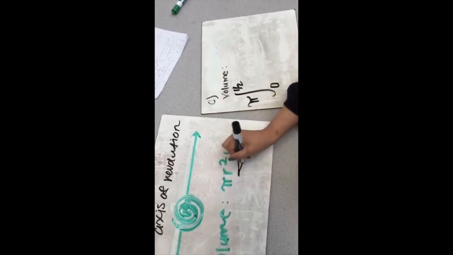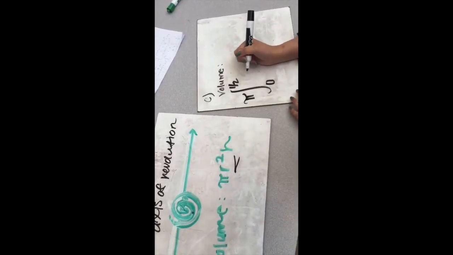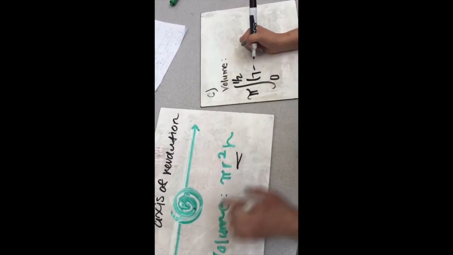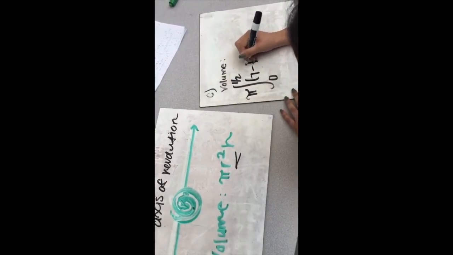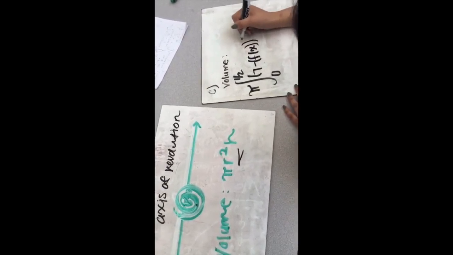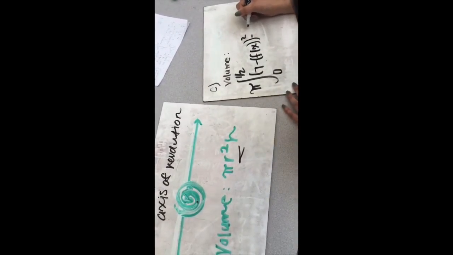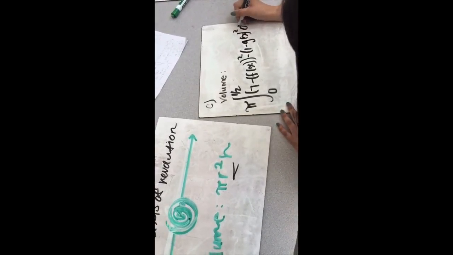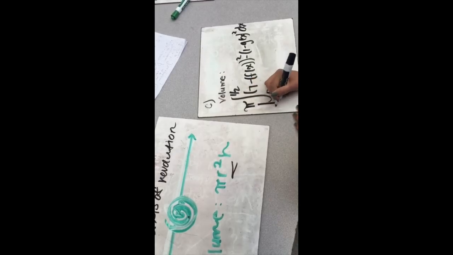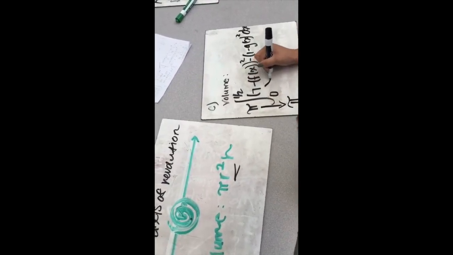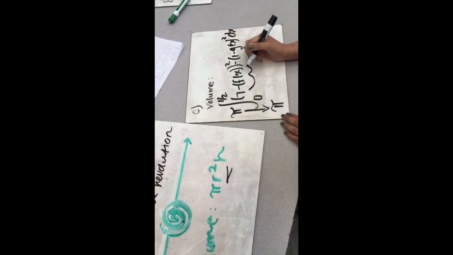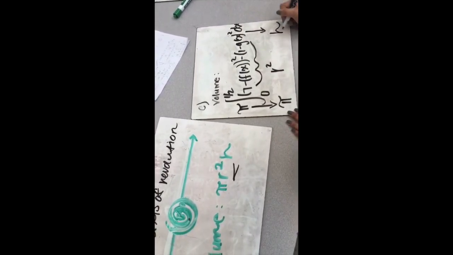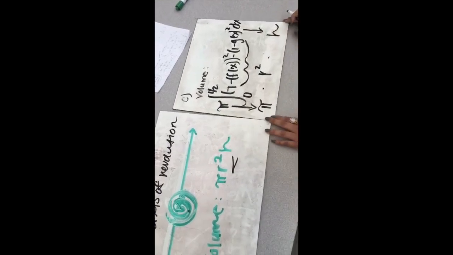And then right here we do the r squared part. We combine both f of x and g of x, and then we do 1 minus f of x, and then we square it, this is this part, minus 1 minus g of x squared times dx. Therefore, this part would be the pi, and then right here we combine our r squared, which would be our radius, and then our height would be dx. And then that would be our volume.